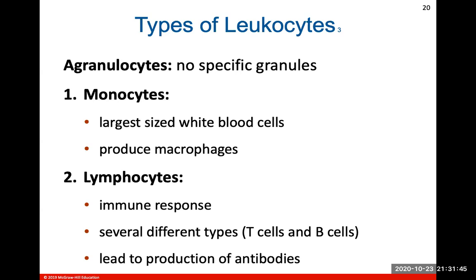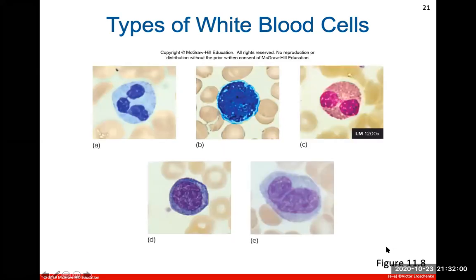Monocytes are the largest. They will produce macrophages, and lymphocytes are a part of the immune response. They will produce your T cells and B cells, which will have different functions. And lymphocytes are important because they will lead to the production of antibodies.